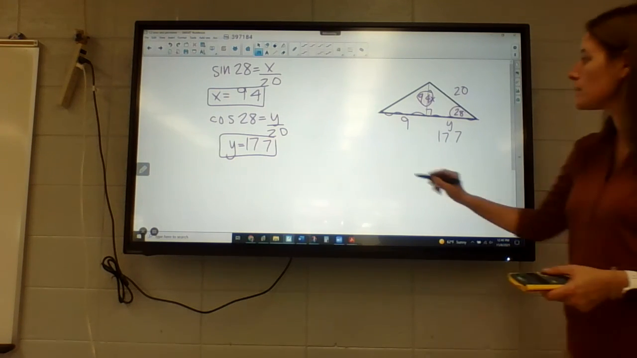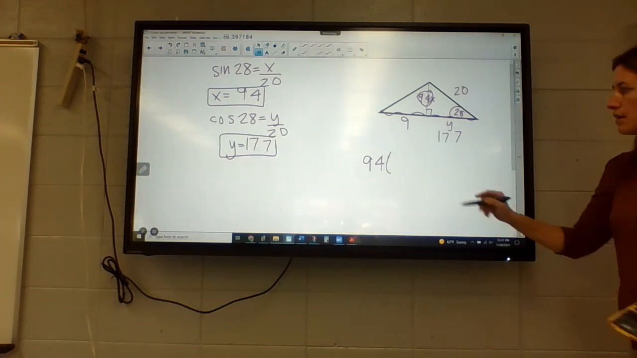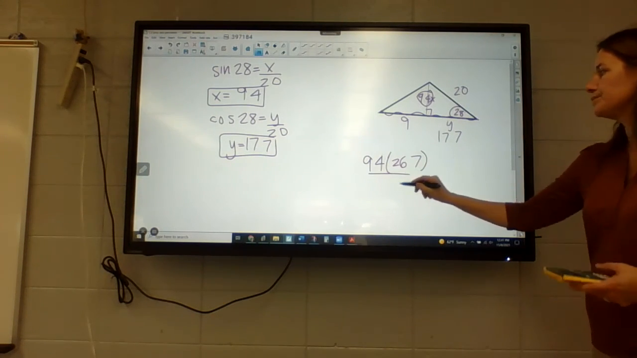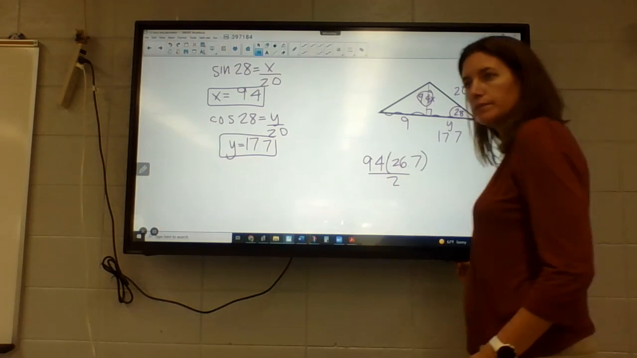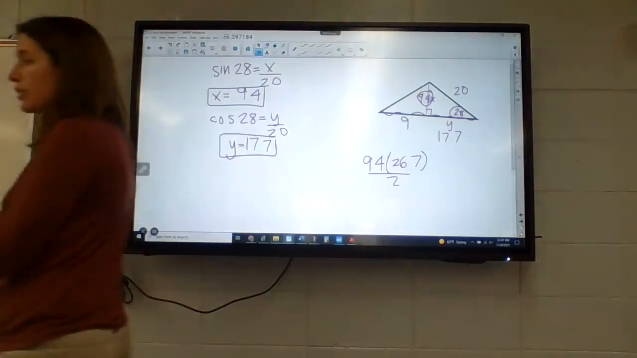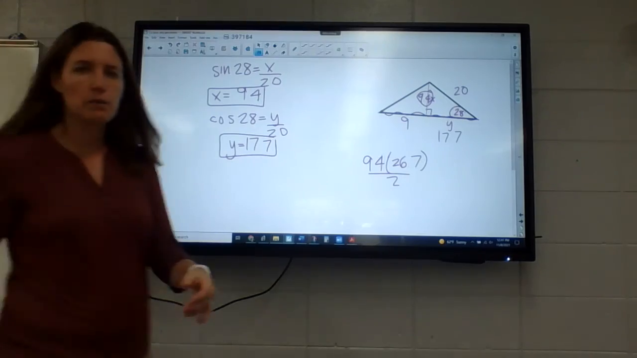Yeah. All right. So we do 9.4 times, this would be 26.7, and then divide it by 2. Right? Because that whole thing. And our area then would be like 125.3 units squared. Exact, 125.49. And so it depends on your rounding throughout the problem. So we'll take a break because obviously we need one.